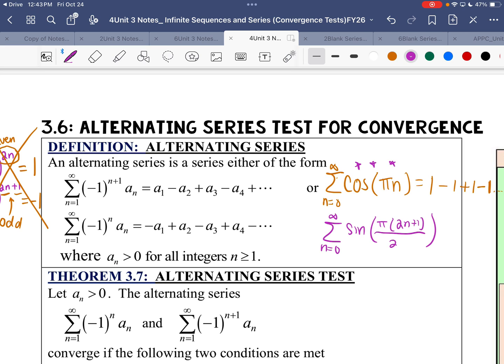So this is also doing the same shtick, right? When I have pi over 2, sine of pi over 2 is 1. Sine of 3 pi over 2 is -1. 5 pi over 2, 1. 7 pi over 2, -1. This is the same for any trigonometric function.